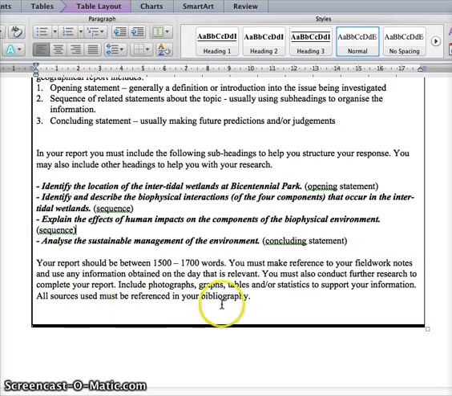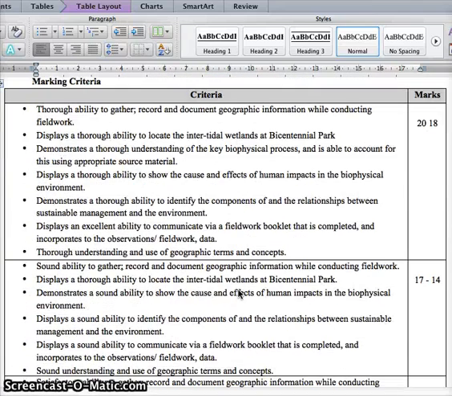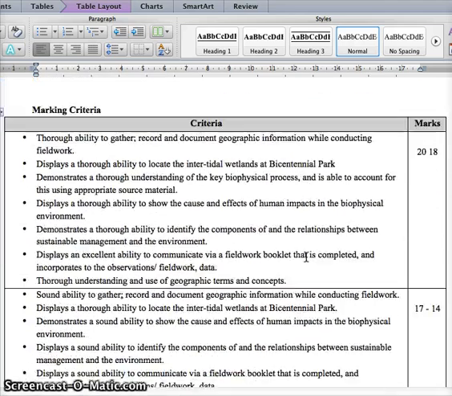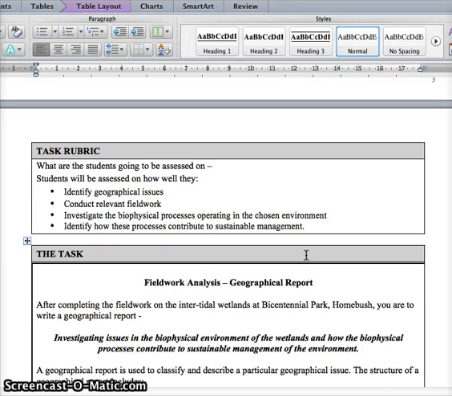And remember, all sources must be referenced in your bibliography. It's extremely important that you provide a bibliography, and it must be in the correct format. And I'm sure we've all got samples of that we can use. Use photographs, graphs, tables, or statistics again to support your information. It is a geographical report, so that is extremely vital that you do that. And then the marking criteria down the bottom. Again, you've got the marking guide over here and what you must do in order for you to attain those marks. I hope this has made it a little bit clearer for you, and less confusing and less daunting.